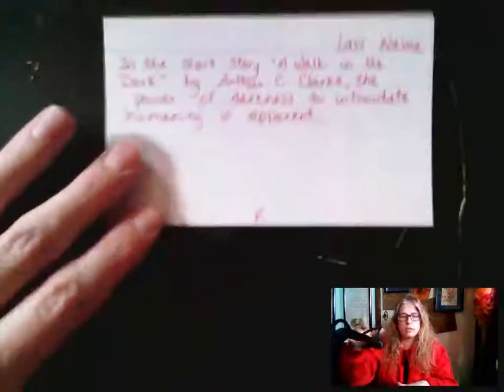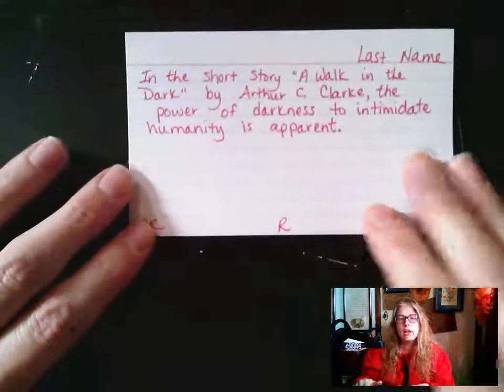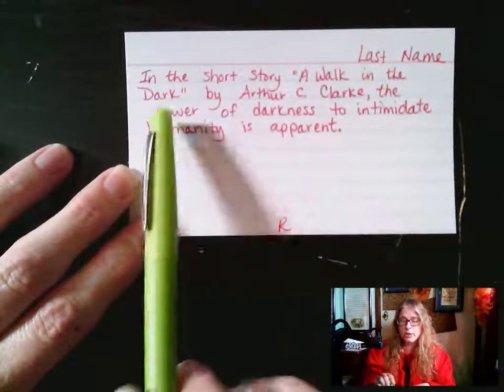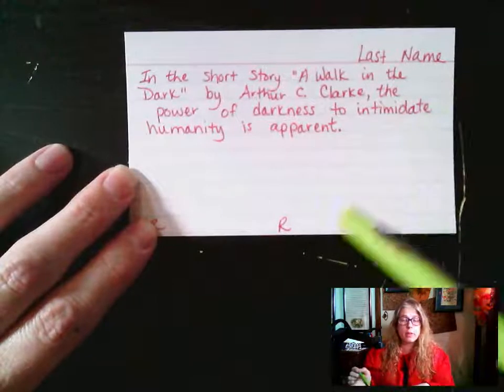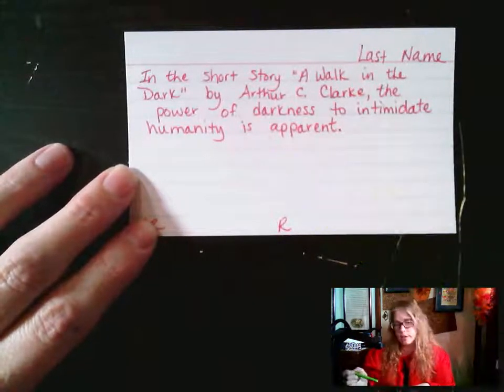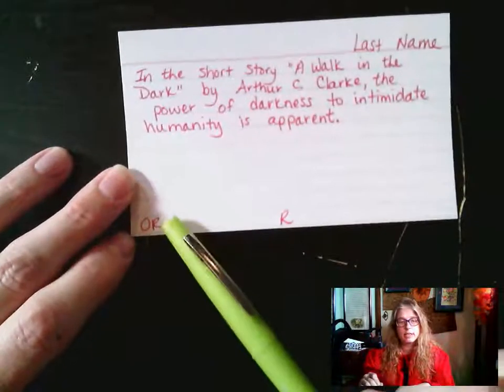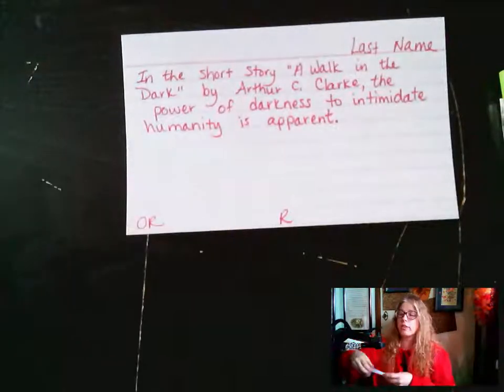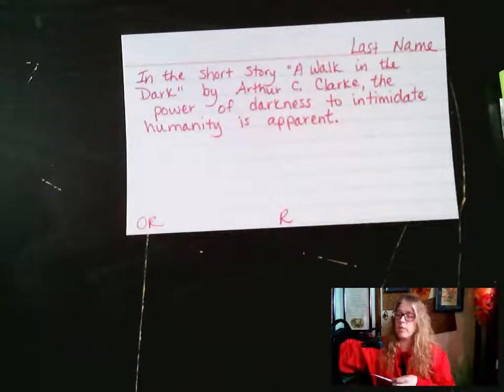I'm going to zoom this down for a second. So here's another red idea. You would put your last name up in this corner, because you're writing the note card. So here's a different theme. In the short story, A Walk in the Dark by Arthur C. Clarke, the power of darkness to intimidate humanity is apparent. And then I have it marked as a red idea, and it's an original idea because I came up with it. Now I would try and think of, are there 3 situations in the story where this theme shows up?